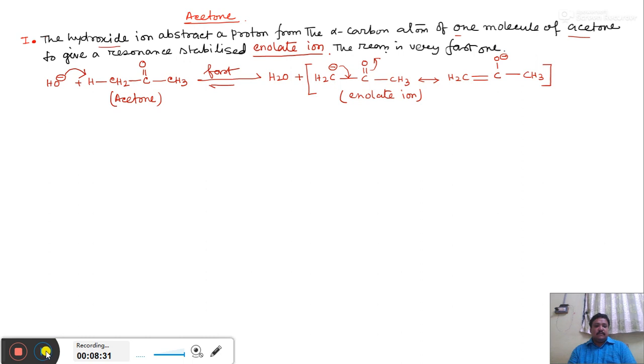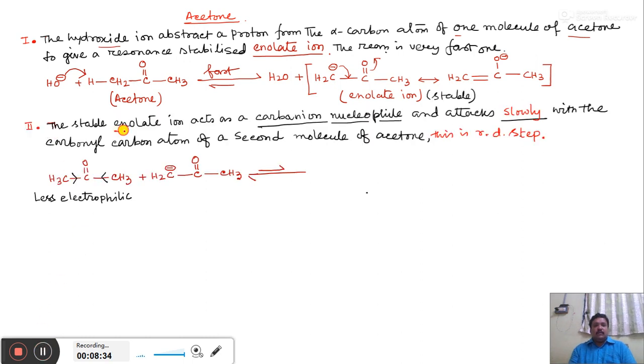In second step, the stable enolate anion acts as a carbanion nucleophile and attacks very slowly the carbonyl carbon atom of a second molecule of acetone. This step is the rate determining step. Why is this step slow in nature? Due to the less electrophilic nature of the carbonyl carbon in the acetone molecule, this reaction is slow in nature, as well as this enolate is more stable. For this reason, the forward reaction is not favorable.